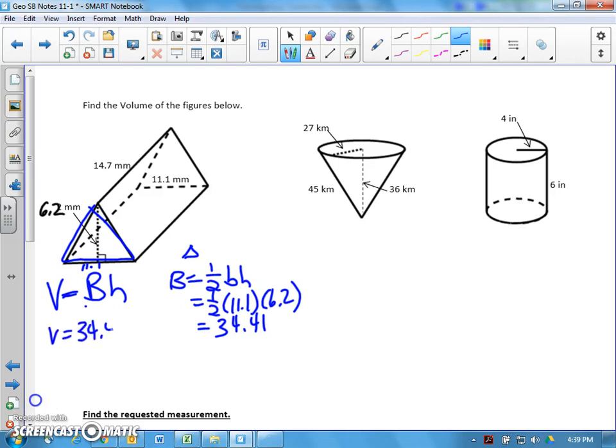We've got our 34.41 times the height. This is the height of the entire figure. Remember what I said, heights have to be perpendicular to the base.